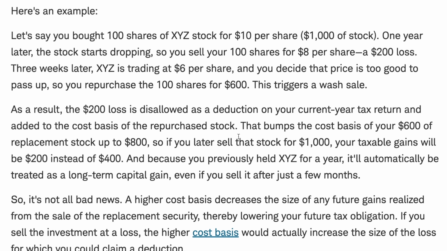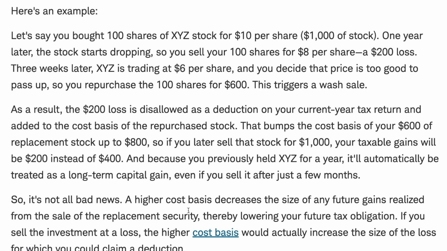Now, as a result, the $200 loss is disallowed as a deduction on your current year tax return and added, here's the good thing, to the cost basis of the repurchased stock. That bumps the cost basis of your $600 of replacement stock up to $800. So if you later sell that stock for $1,000, your taxable gain will be $200 instead of $400. And because you previously held XYZ for a year, it is automatically treated as a long-term capital gain, even if you sell it after just a few months.